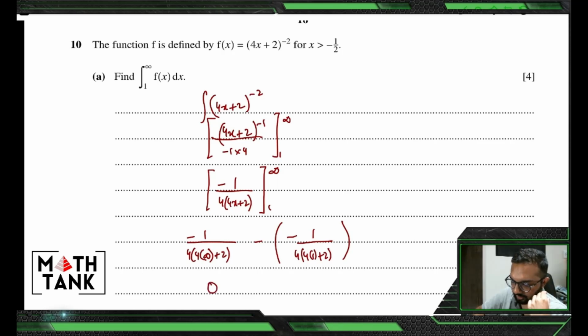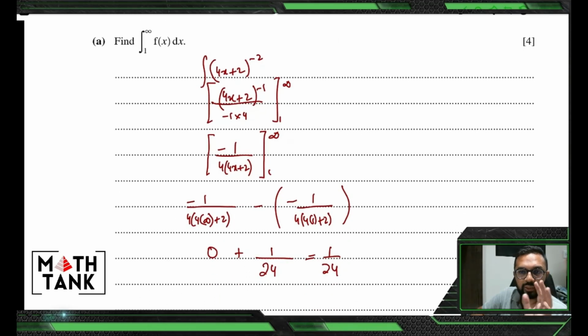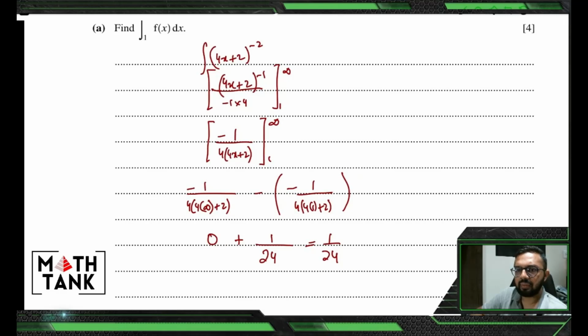So this becomes 0, and I'll have to calculate this number. 4 plus 2 is 6, and it's 24, so 1/24 is my final answer. And that's all that you need to do in this question. There's nothing else. It's a plain simple integration question. Remember that a lot of you get confused with infinity when it's there, but there's nothing to be confused about.